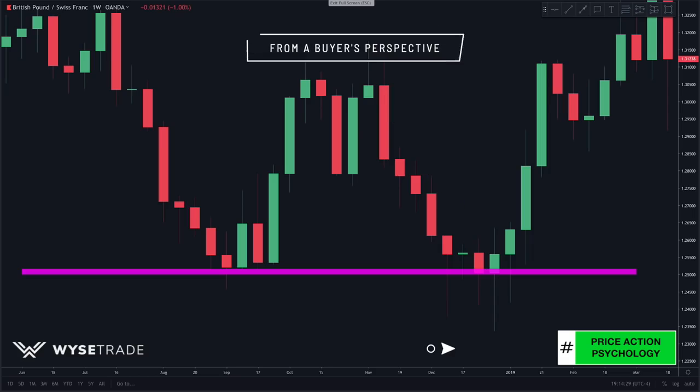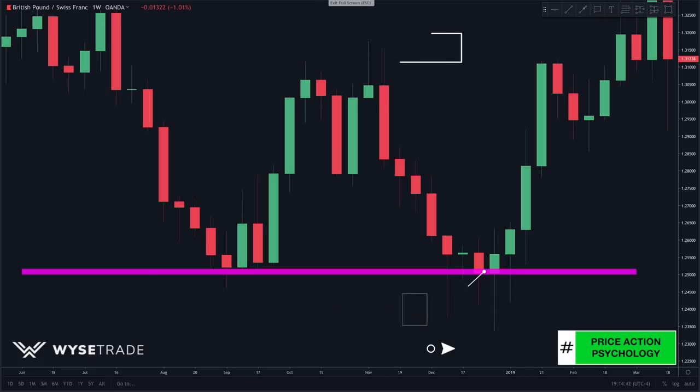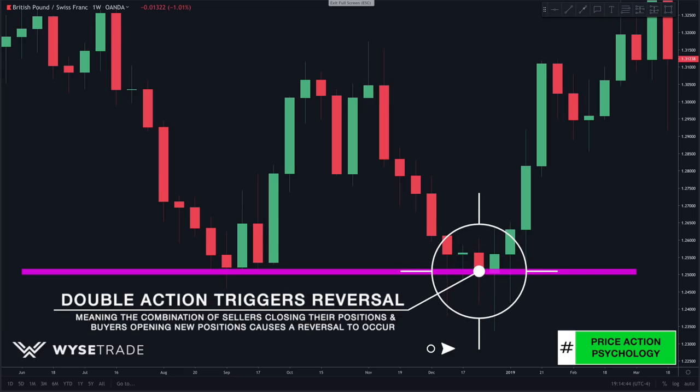In contrast, from a buyer's perspective, you notice this level holding up, as sellers could not push price lower. And in your mind, you are thinking that sellers might be taking profit at this level, as well as other buyers possibly stepping in. Now, this is the key. The double action of sellers taking profit and closing positions, as well as buyers entering the market and opening long positions, causes these specific candlestick patterns to form. And once there are more buyers and sellers in the market, this triggers a reversal.